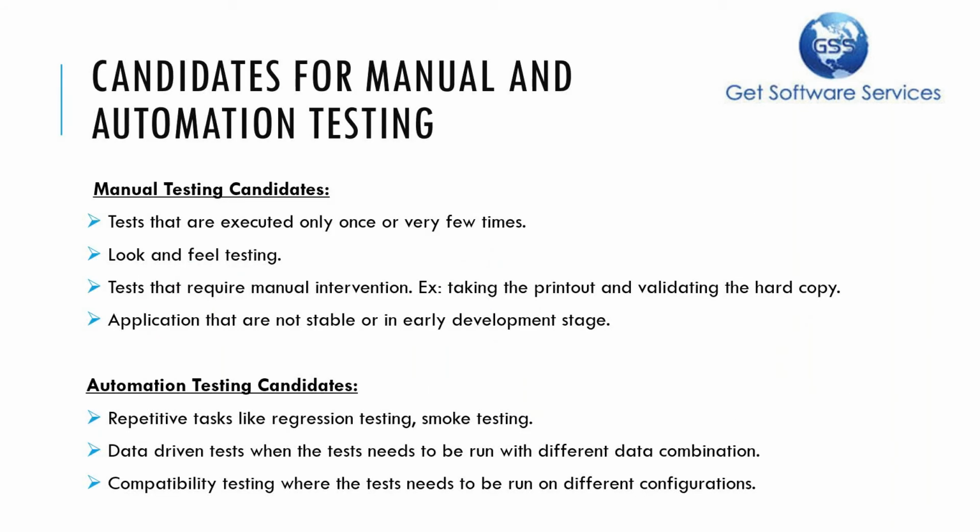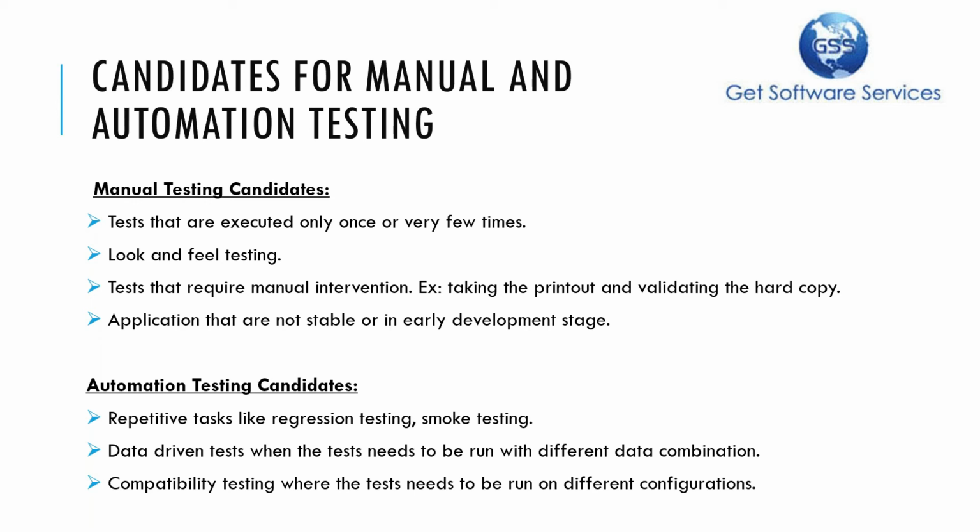Now let's look at the candidates for manual and automation. Some of the test cases which are better done manually are tests that are executed only a few times. If there are tests that you're going to execute once or twice, then it is better to do it manually. You don't have to invest so much time and money in automating things which are used only once or twice. Look and feel testing. If you were to test the web page appearance like colors, logos, font color, font size, these things can be tested easily when done using manual testing.